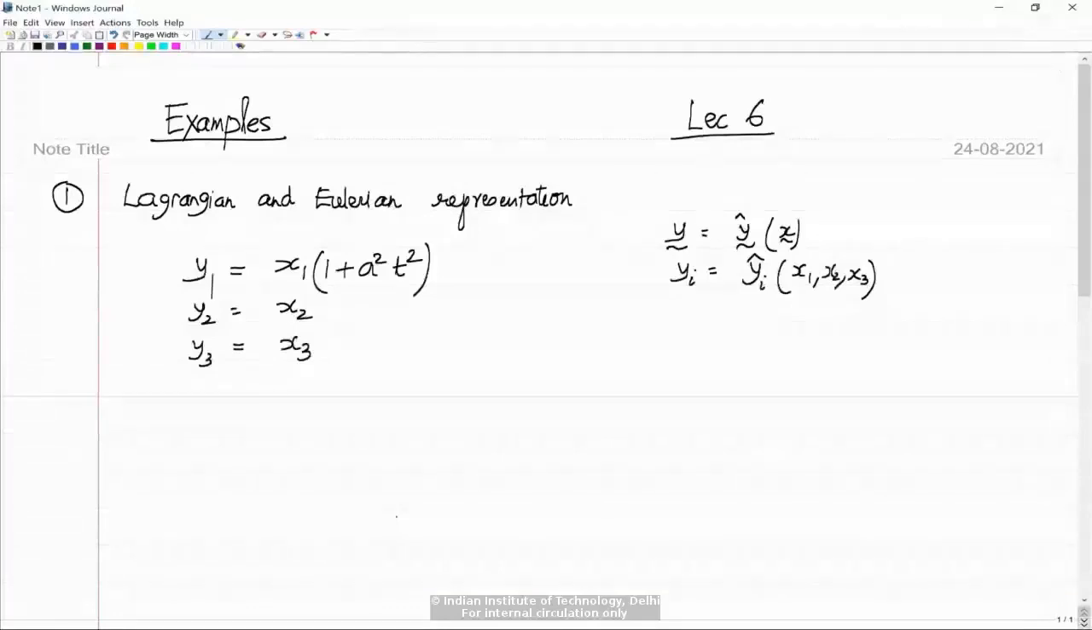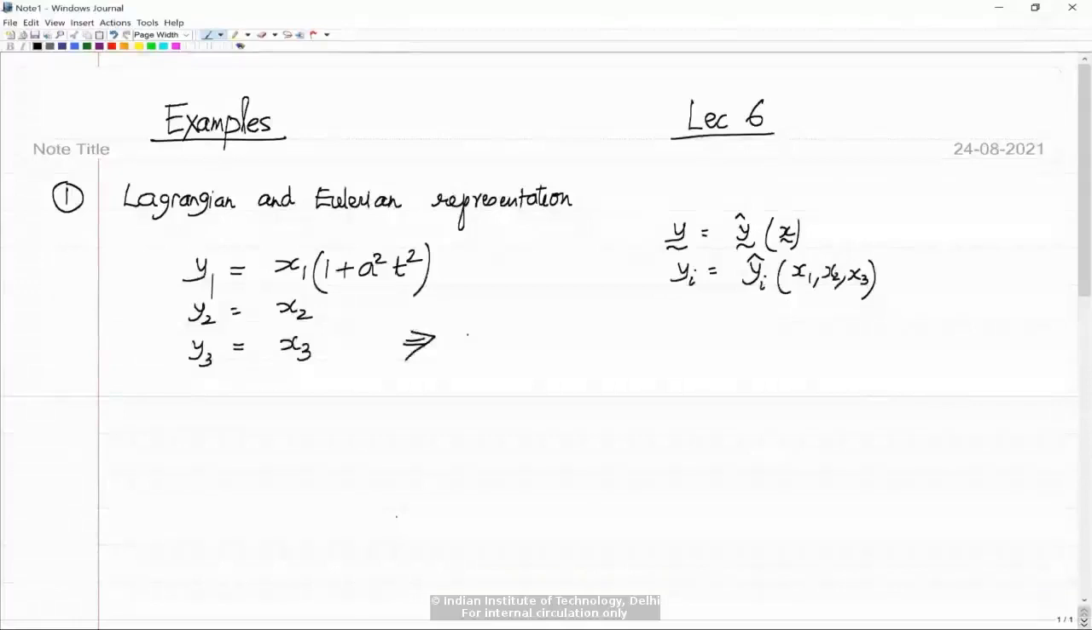So from here you can also derive and also see it's a very special case. y1 only depends on x1, but in general y1 can depend on all three, x1, x2, x3. Likewise, y2 is only depending on x2 here, and y3 only depending on x3. So it's a very special case of example.